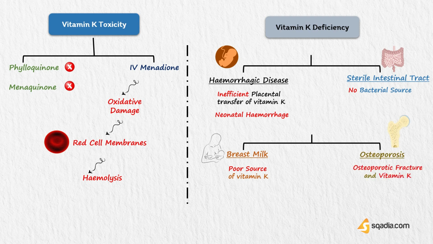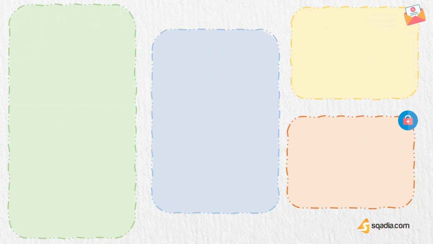Osteoporosis: recent research has investigated an association between osteoporotic fracture and vitamin K. In the diagnostic test for deficiency, we have to measure undercarboxylated GLA proteins in the blood. Let's discuss a case study to have a better understanding.